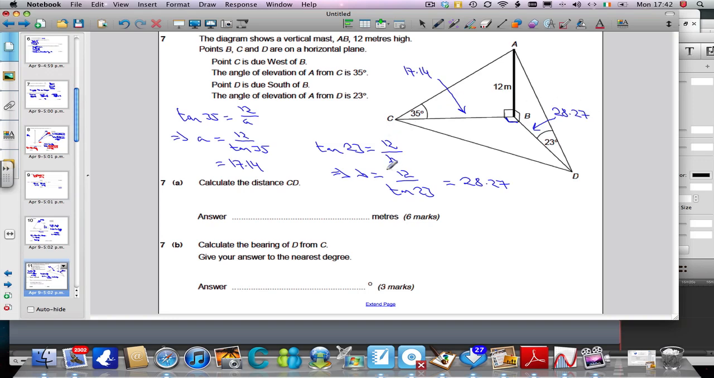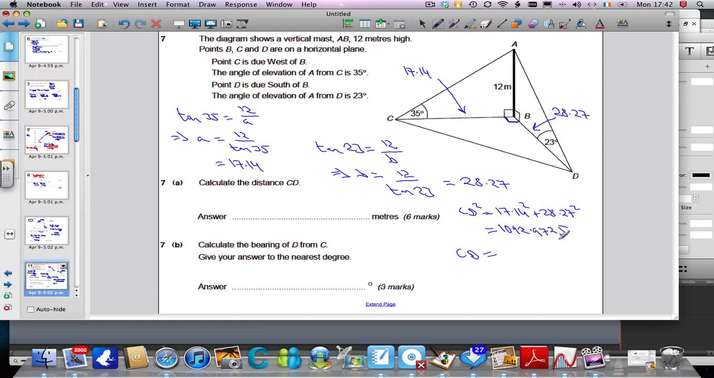28.27. Okay, and that means CD must be, so CD squared must be equal to, using Pythagoras, 17.14 squared plus 28.27 squared, which equals, so let's do this, 17.14 squared plus 28.27 squared gives us 1092.9725, and that means CD is going to be the square root of all of this here.